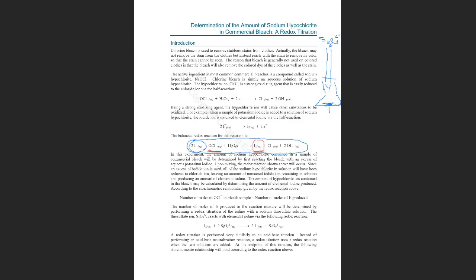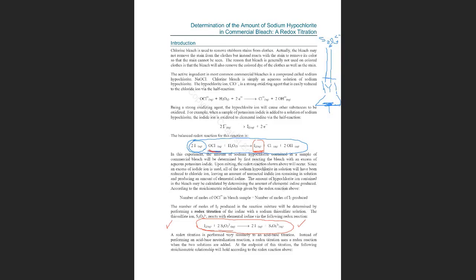So the reaction of the titrant thiosulfate with elemental iodine is this one. This is the reaction. So as we add our titrant, the thiosulfate, the iodine is removed from the solution according to this reaction.